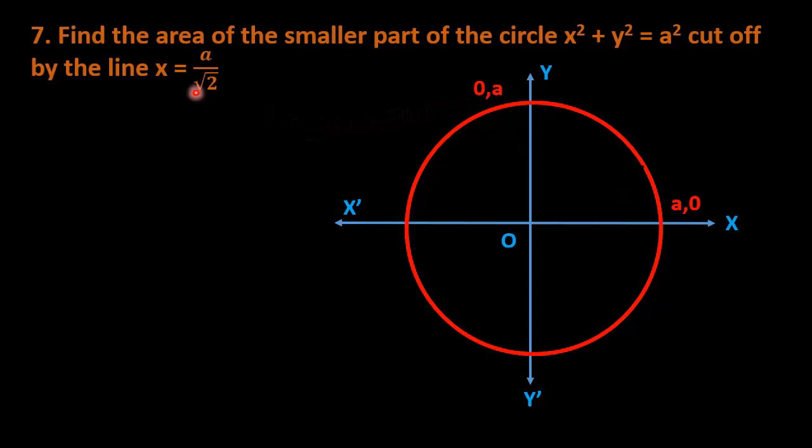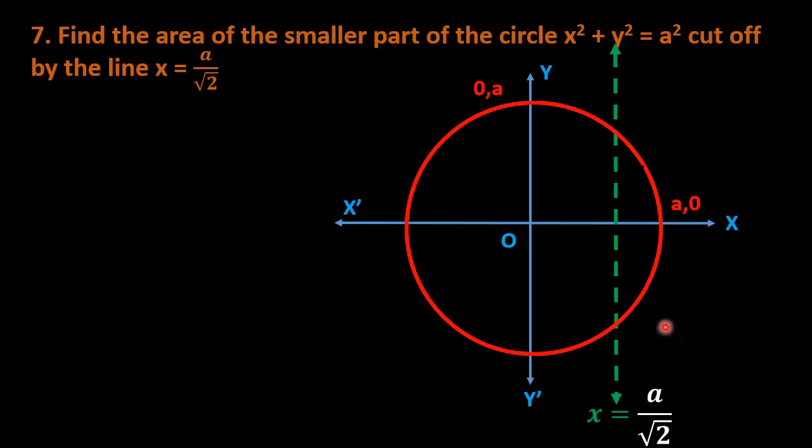Now we have to draw the line. So this line x equals a by root 2. So 1 by root 2 is 0.7, and a, so almost near to this point. It will be more than half but less than 1. So let us draw a line here somewhere, which is represented by x equals a by root 2.